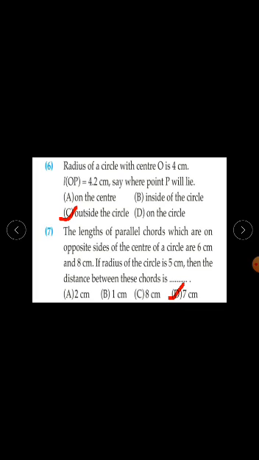So what is given? First chord is at a distance of 4 centimeter from the center of the circle, and second chord is at a distance of 3 centimeter from the center of the circle. So the distance between these chords is 4 plus 3 is 7 centimeter. So D option is correct, that is 7 centimeter.